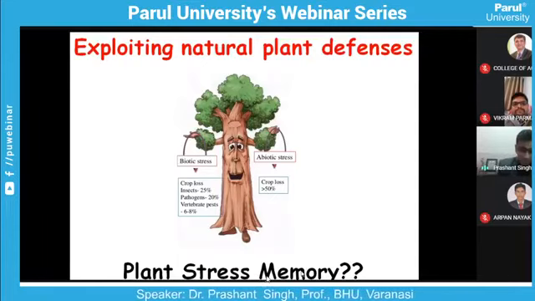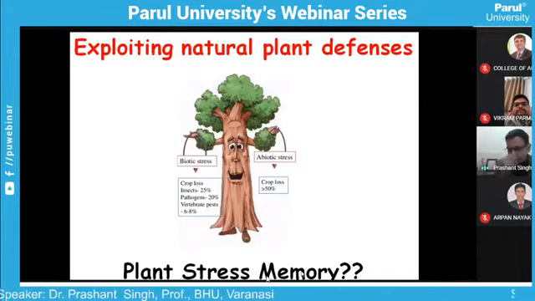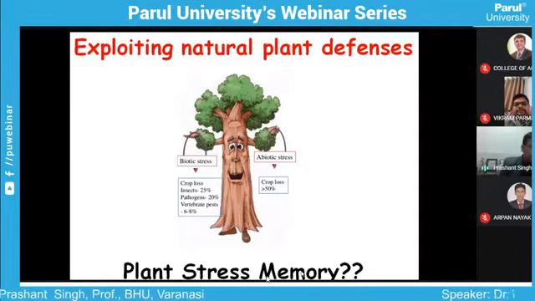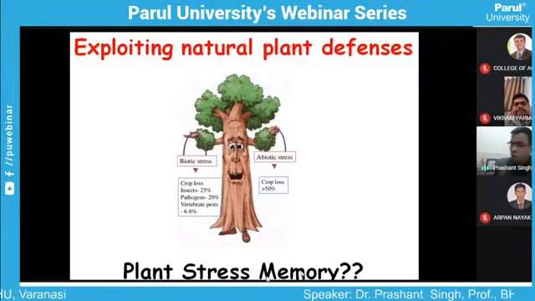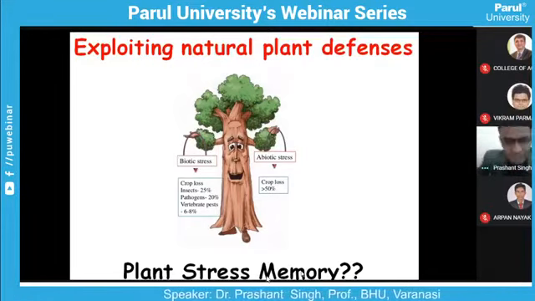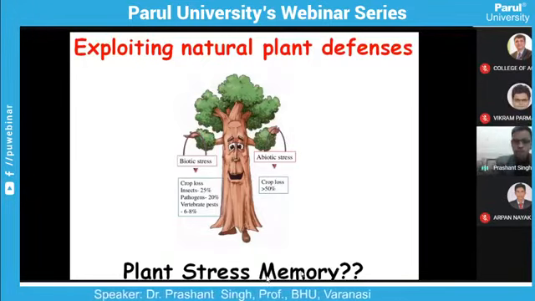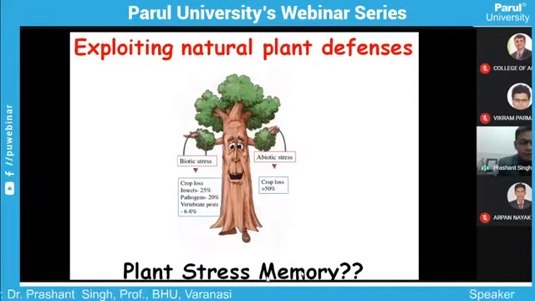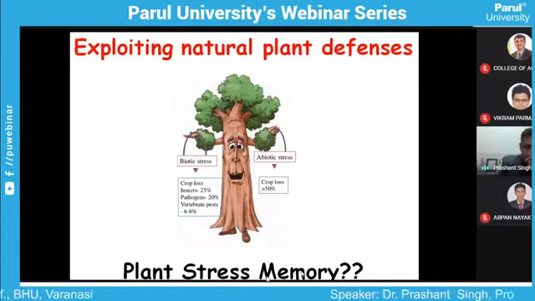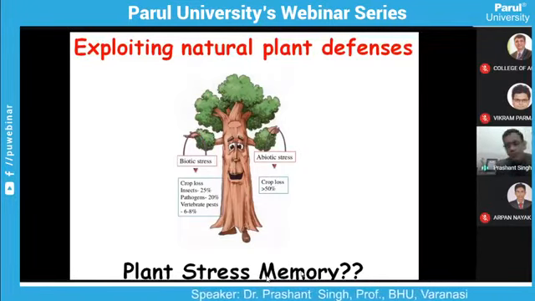But in the case of plants, unfortunately, they don't have a well-defined immune system. When I say that, their immune system is very well developed, but they don't have well-defined immune cells. They don't have T cells, B cells, helper cells, memory cells. In fact, every plant cell could act as an immune cell. Imagine how beautifully they have evolved to combat pathogens. And this is the reason most plants are resistant to most pathogens.